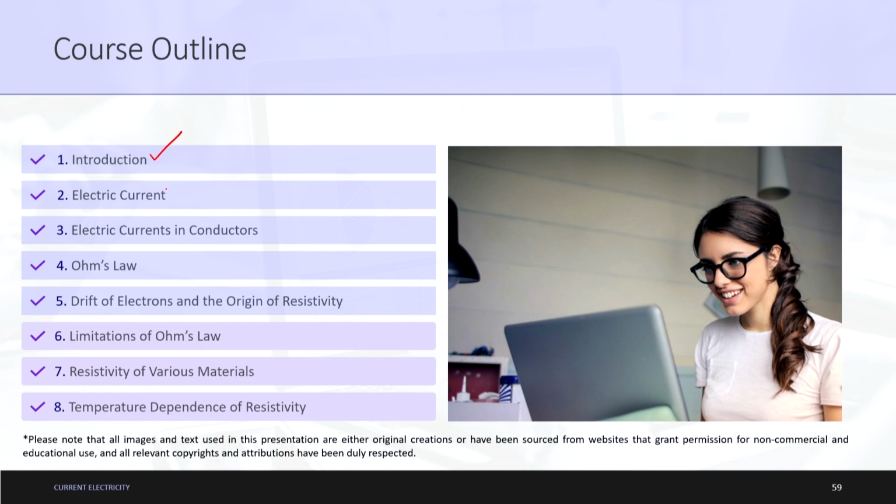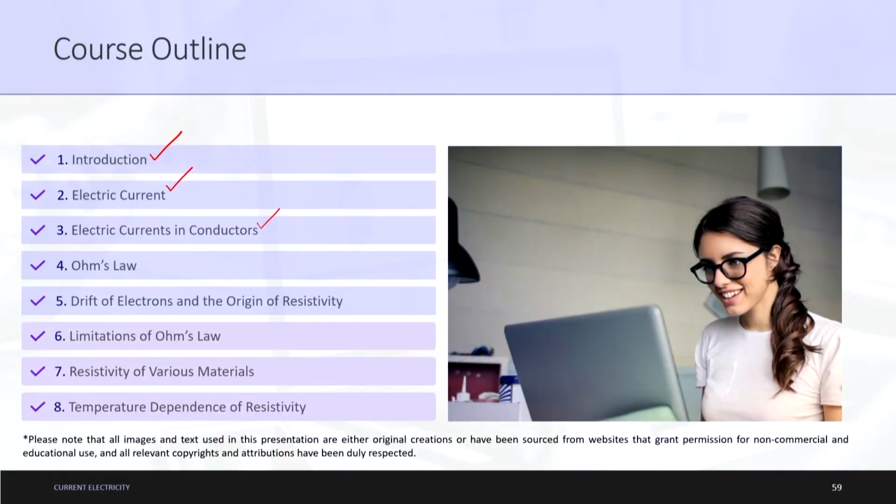The next was electric current, in which we understood the mathematical formulation of electric current, that is small q by t. If we take a virtual area A through which charges are being passed from the left side to the right side in time t, and let us suppose the charge is q, then the amount of charge which has passed from left to right is q, and per unit time is t. Hence the definition of current is nothing but small q by t.